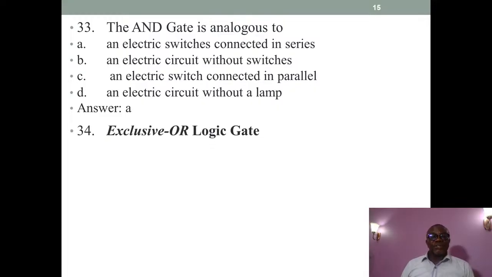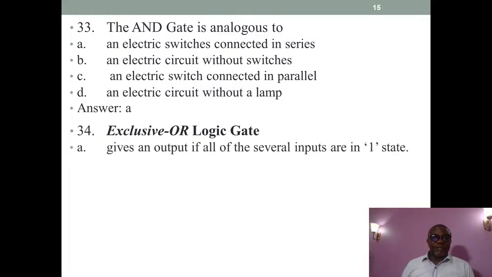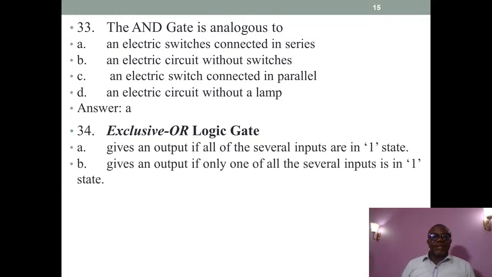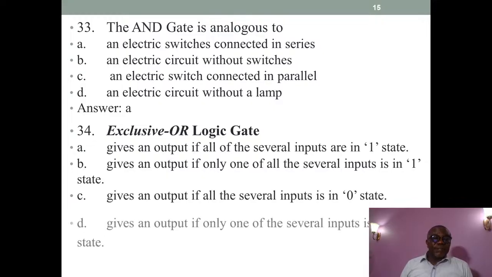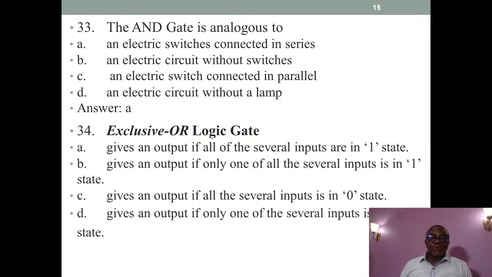Exclusive OR logic gate gives an output if all the several inputs are in 1 state, gives an output if only one of all the several inputs is in 1 state, gives an output if all the several inputs are in 0 state, and D gives an output if only one of the several inputs is in the 0 state. So our answer is B.